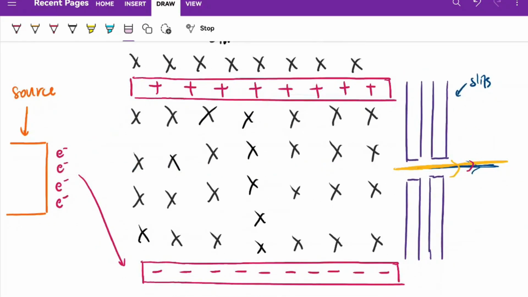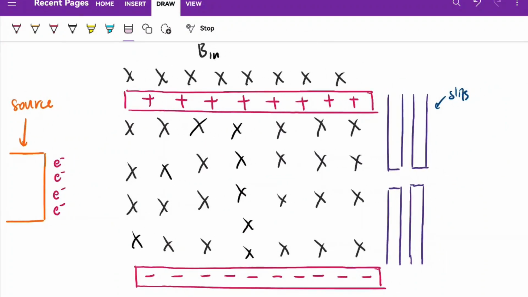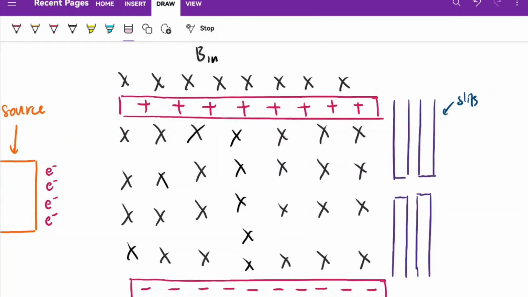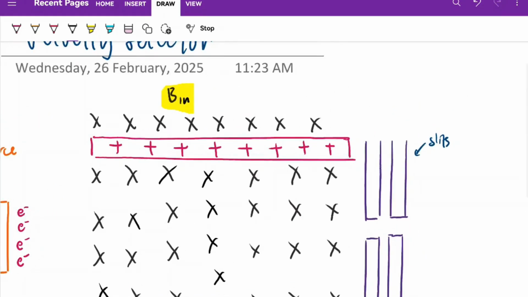Okay, now we have a uniform magnetic field and I have drawn X here. X means the magnetic field is actually into the page. If it's a dot, that means the magnetic field is out of the page.